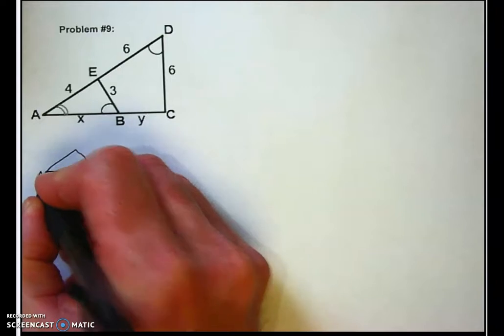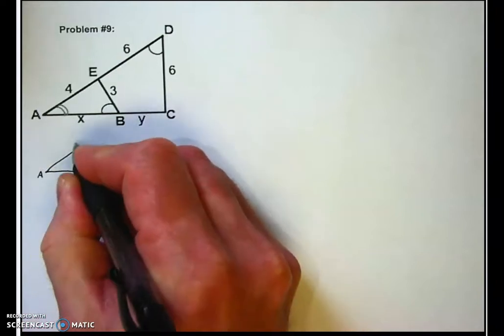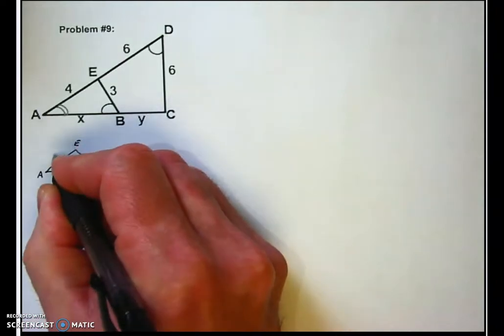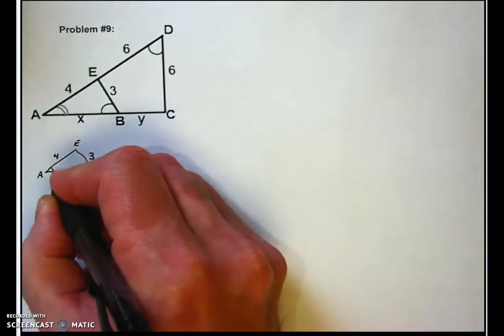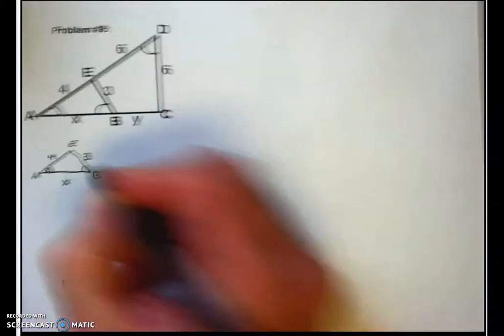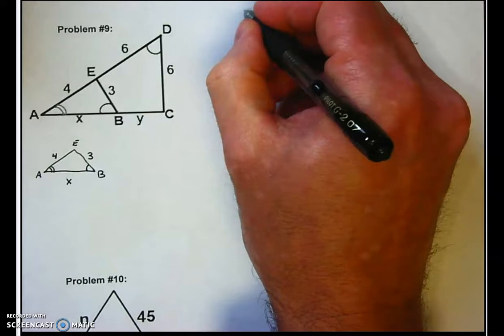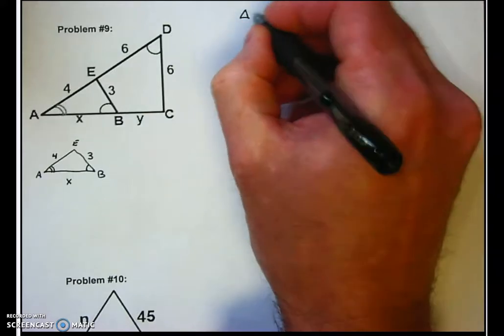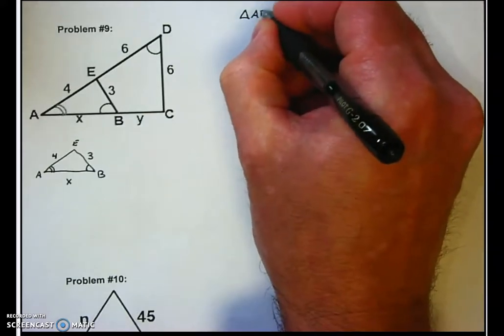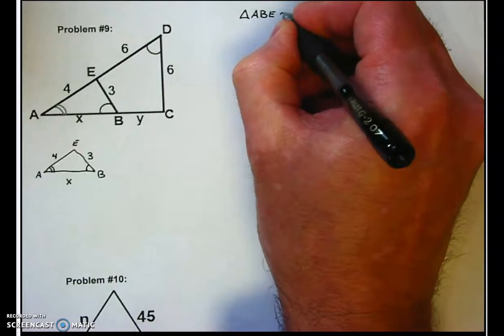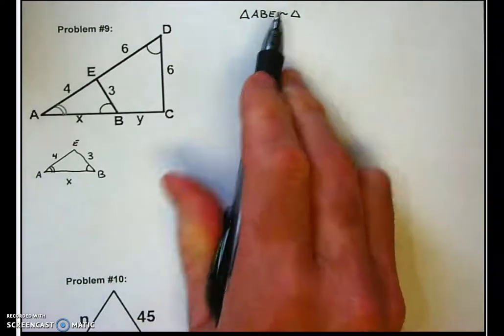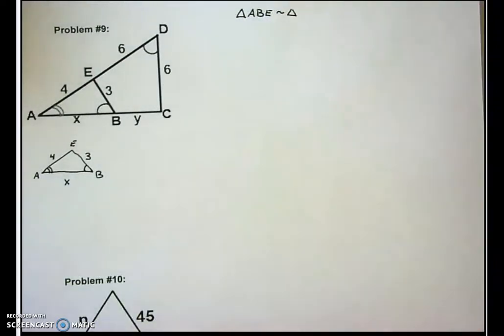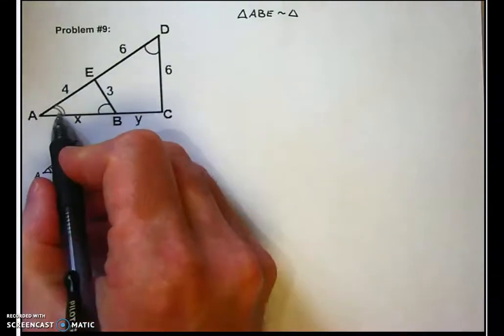So I know we have triangle ABE, and I want to make sure I label everything, like 4, 3, X, double arc, single arc. But what about the other triangle? Well, notice that triangle ABE is similar to the bigger triangle. And this similarity statement is the key to finding X and Y. So let's take a look.